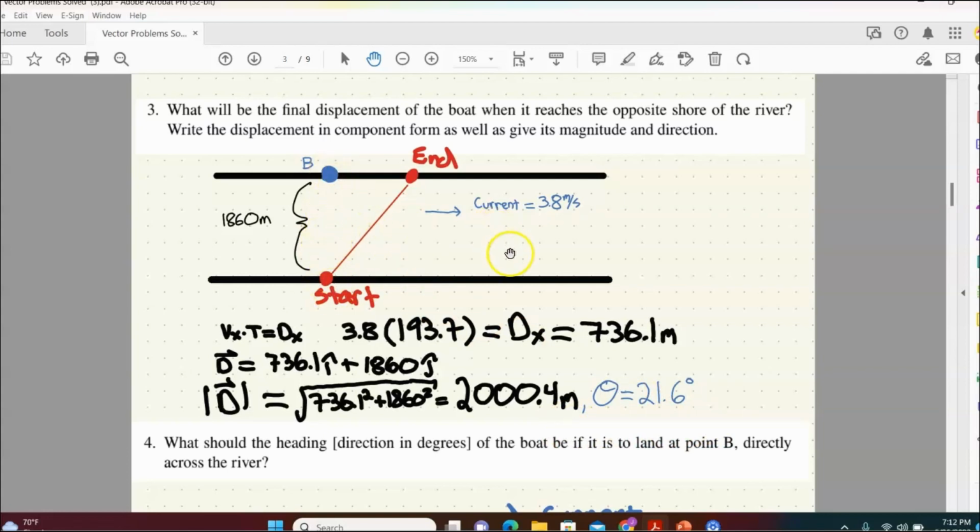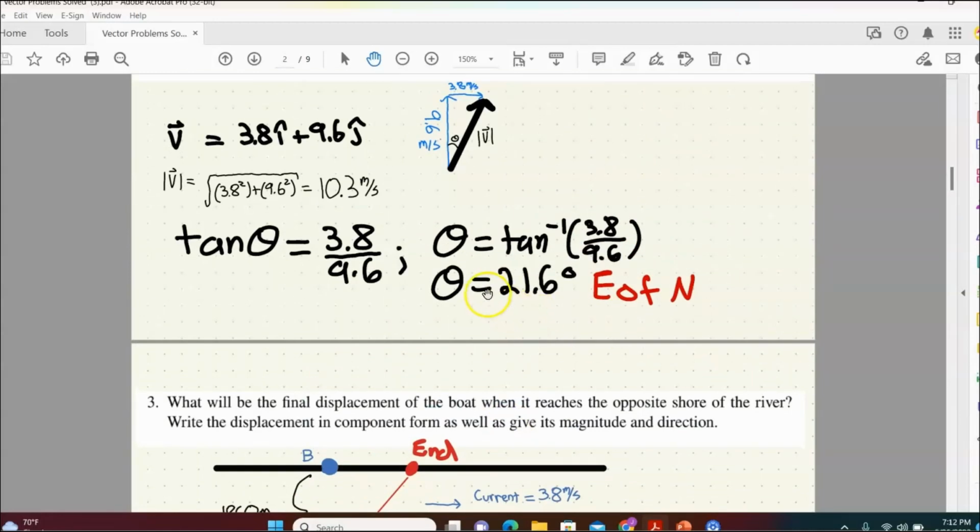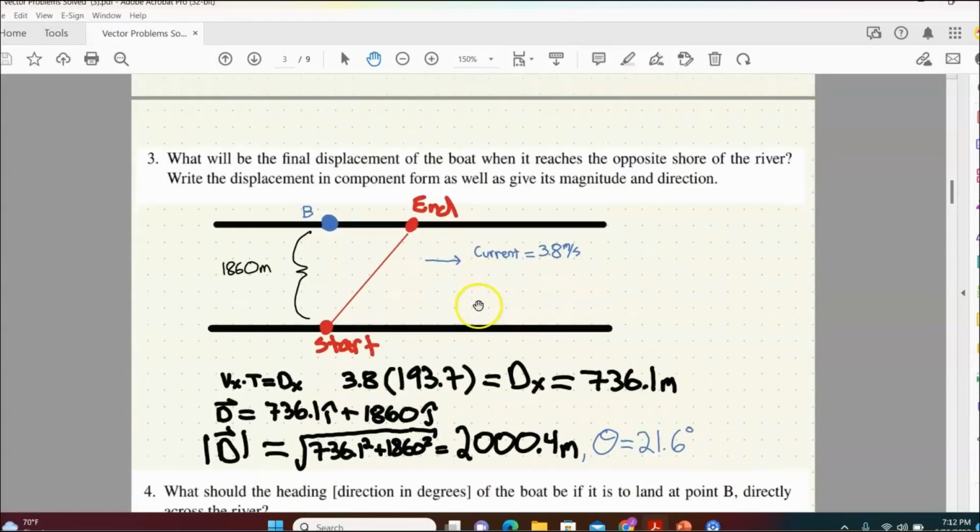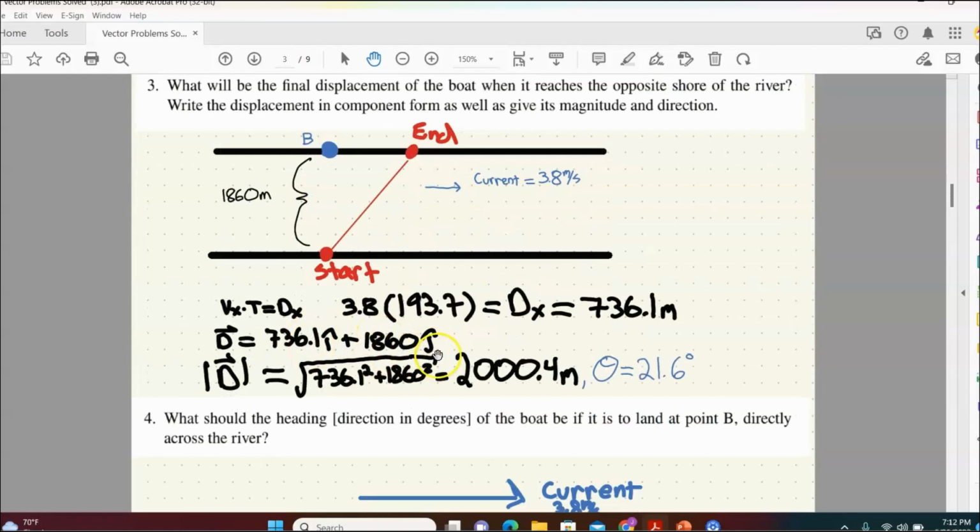east of north. And I know that the angle is the same angle as the velocity vector, but it might be good practice for you to use the displacement vector and check using tangent of theta that you get the same value.